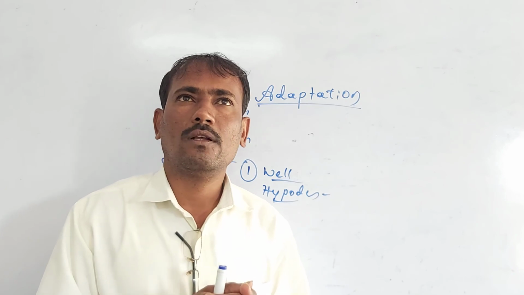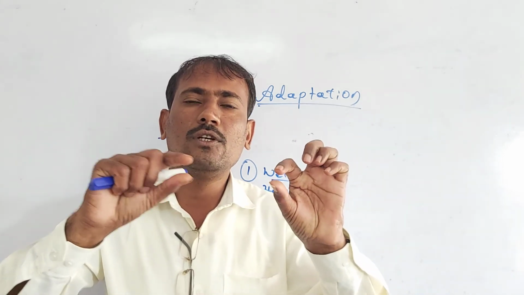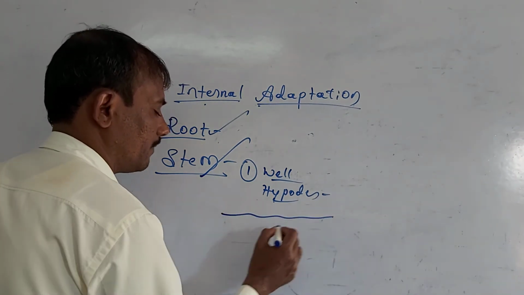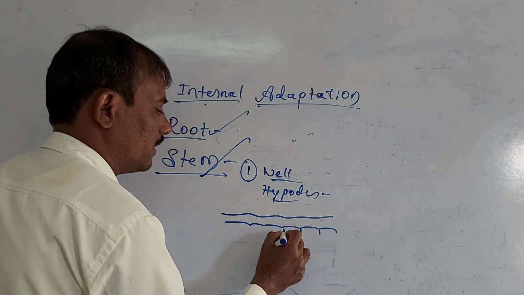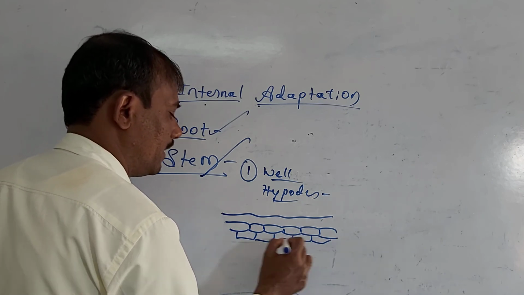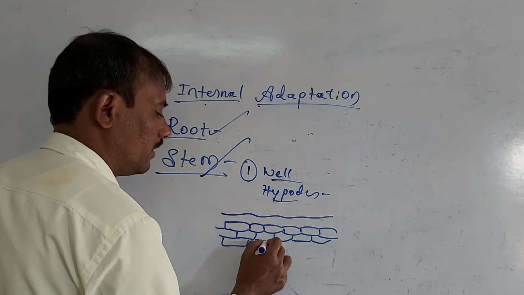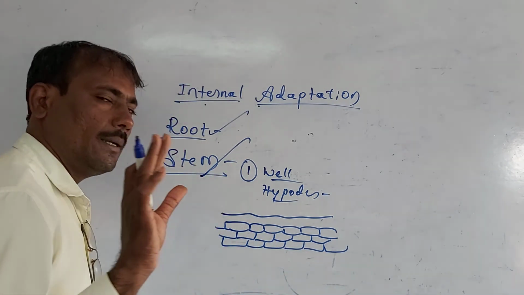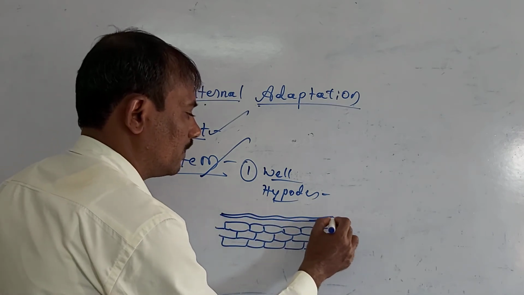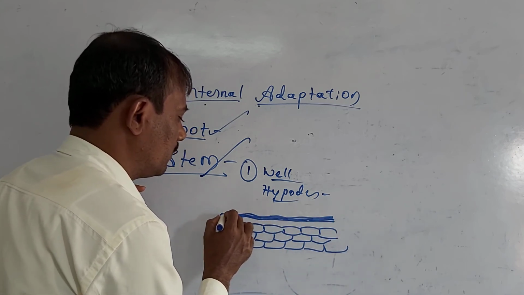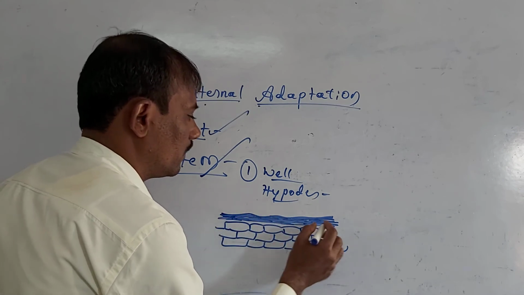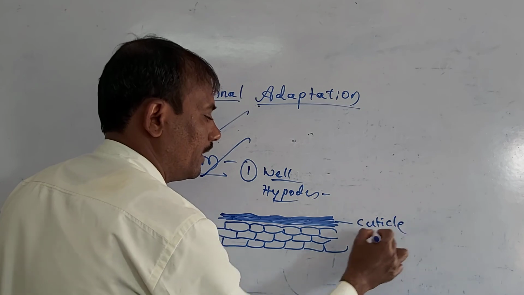Take for example the epidermis, which is very thick, highly cuticularized and highly lignified. This highly cuticularized, multi-layered epidermis is also very common in the xerophytes. Epidermis in mesophytes is a single layer, but in xerophytes, the epidermis is multi-layered. So this is a thick cuticle, a very thick cuticle is present. Below this cuticle, we observe the presence of a multi-layered epidermis.